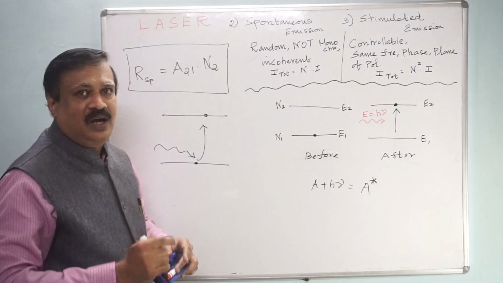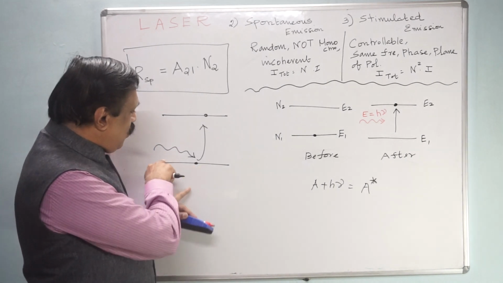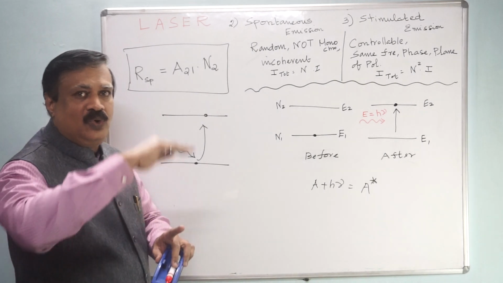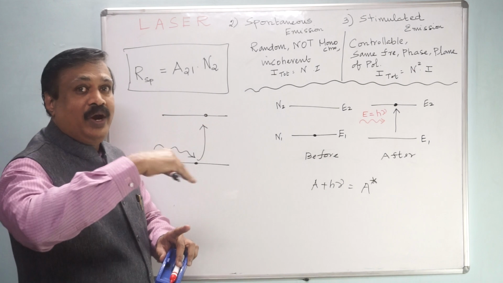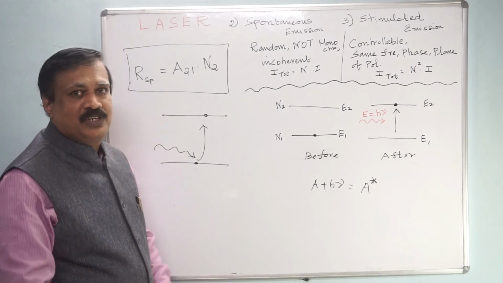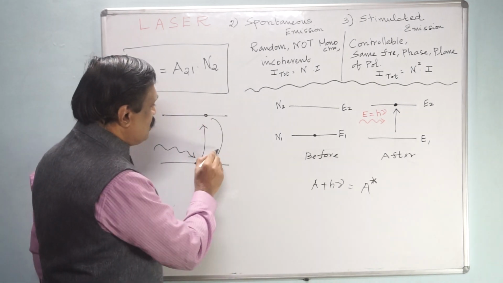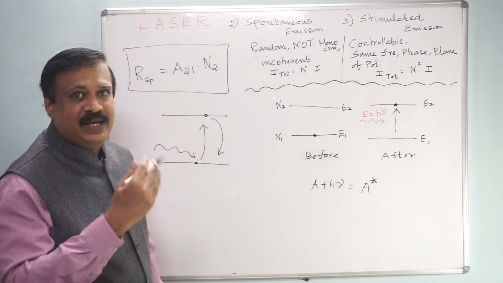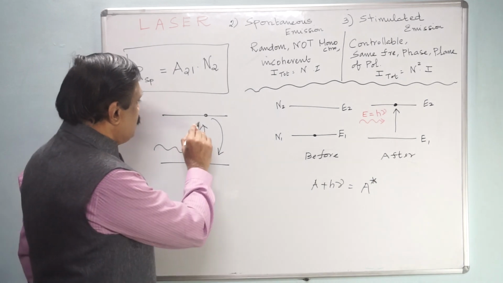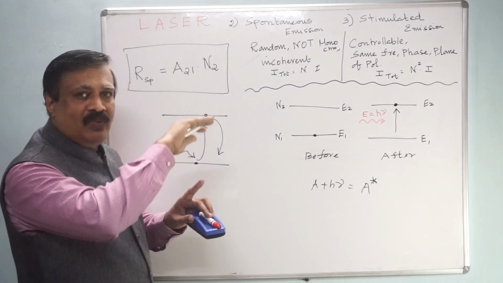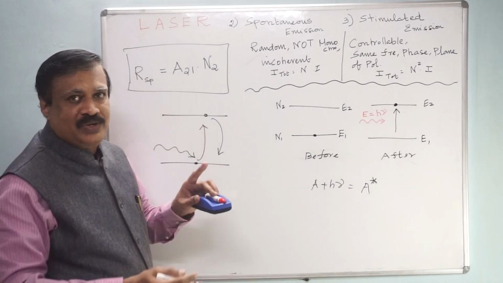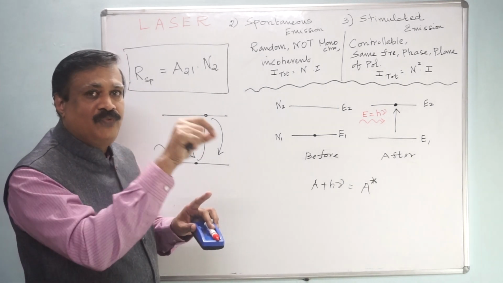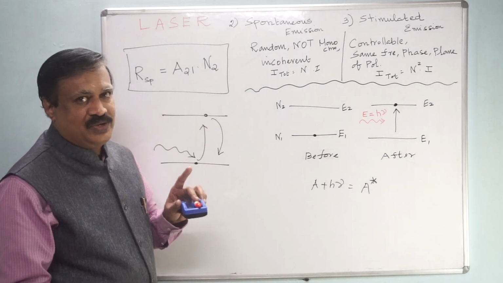Now Einstein thought, if a photon induces an atom from ground state to excited state, why don't we apply the same principle for this transfer from higher state to lower state? Okay, that is Einstein's thought. That means instead of moving automatically from higher state to lower state, we are making the atom move from higher state to lower state.